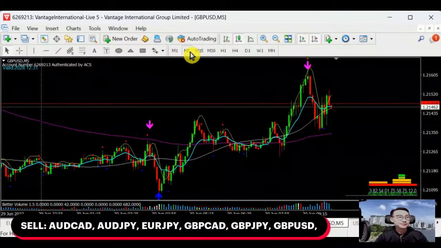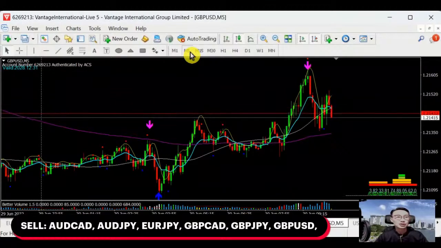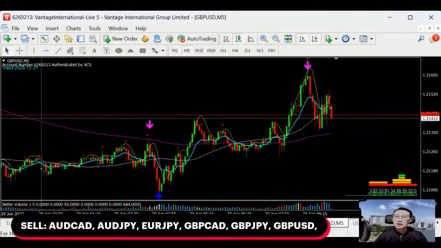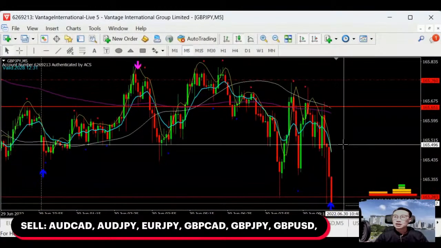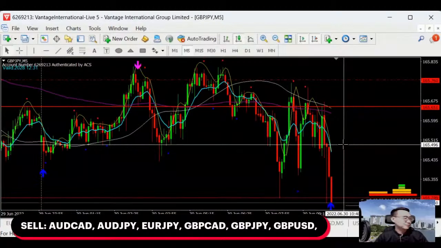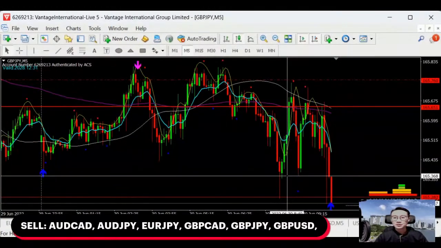Pound dollar, if you are here with me right now, give me a hi, because pound dollar, I'm ready to short. Pound yen has already sold. Pound yen looking for 50 pips, 50 pips.